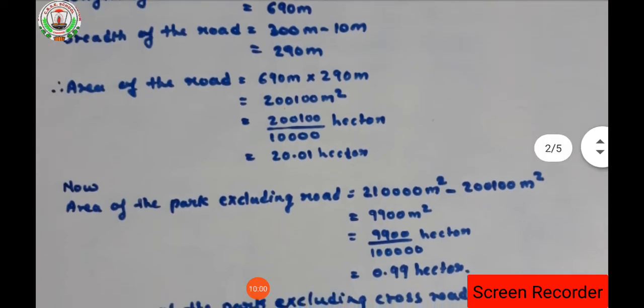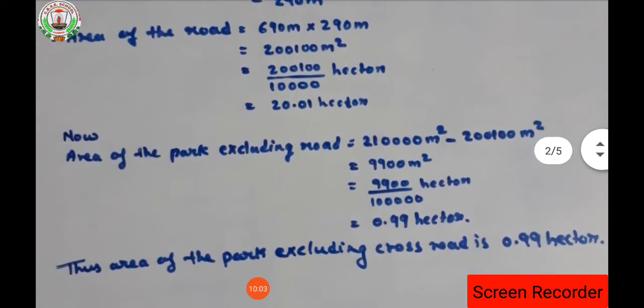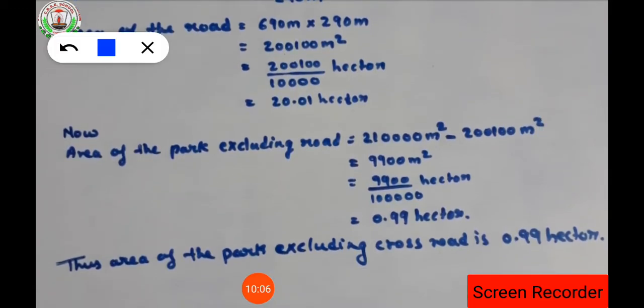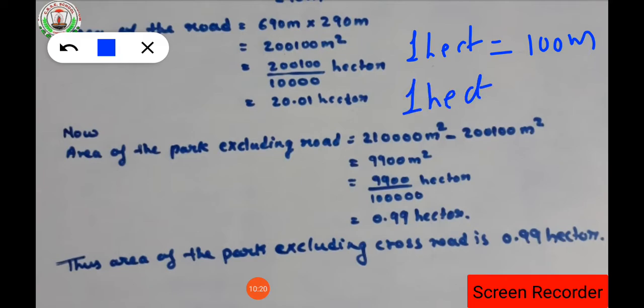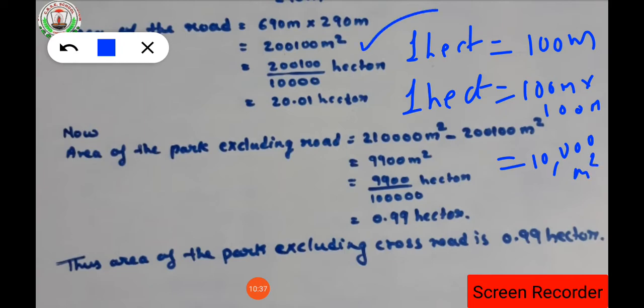Now, since in the question it is said that we have to convert it into hectare, when we read the question it is very clearly given that the required answer is going to be converted into hectare. So 1 hectare is equal to 100 meter into 100 meter, so 1 hectare is equal to 10,000 meter square. In order to convert meter square into hectare, we are going to divide it by 10,000.